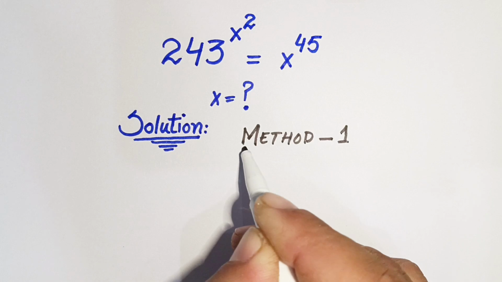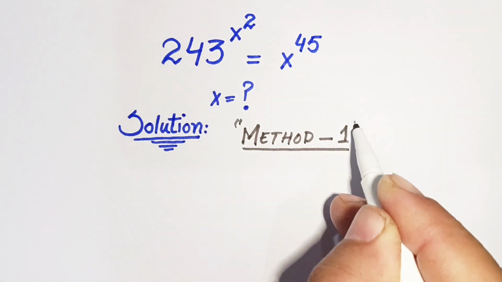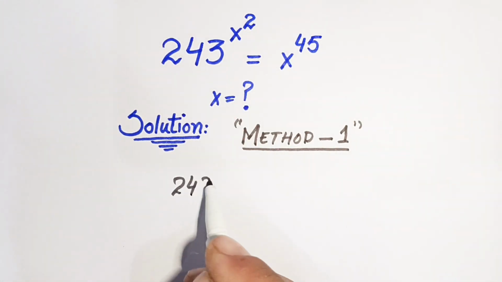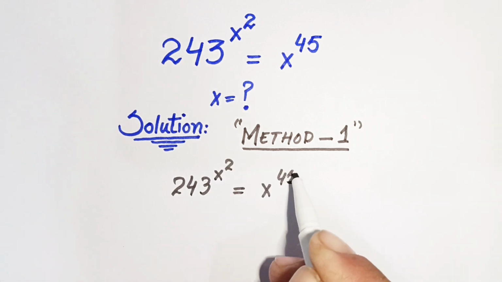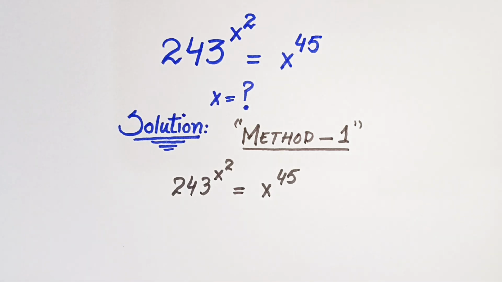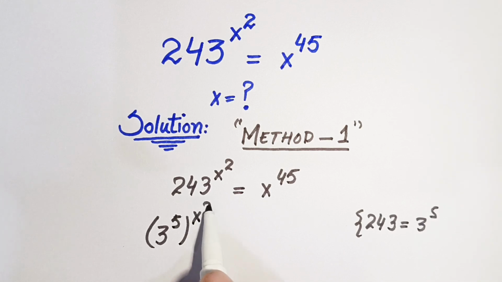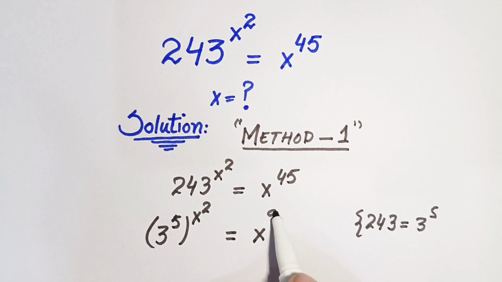Here we have 243 to the power x squared is equal to x to the power 45. Now this 243 is actually written as 3 to the power 5. So we just write 243 as 3 to the power 5, whole to the power x squared. Now this 45 can be written as 9 times 5.